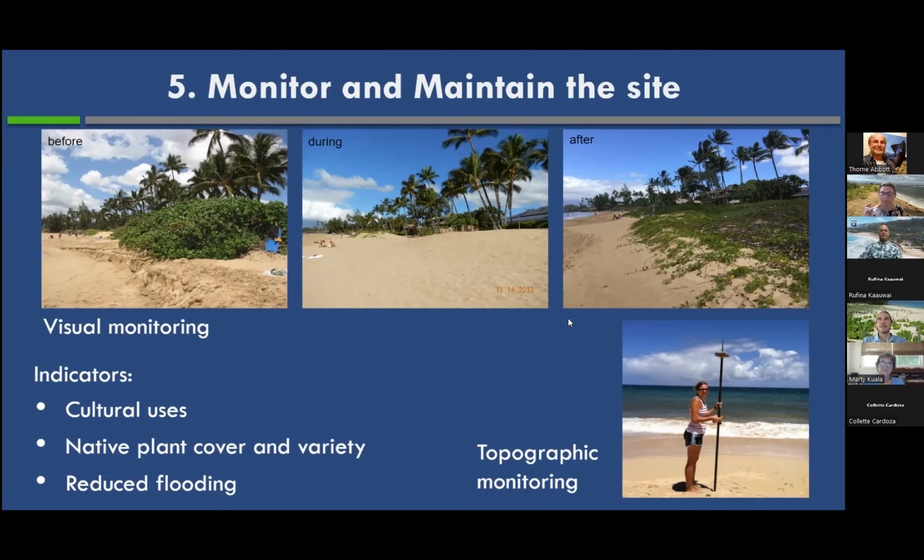Are there more appropriate native plants growing? Are there a greater variety of native plants? Has the sand accumulated? Is there maybe a reduced flooding occurrence? If you have a healthy dune, the waves can't wash up over the dune and flood infrastructure or things that are located mauka. And of course, you can also look at increased access or increased cultural uses of the site. Those would also be indicators of success. And then of course, topographic monitoring that can be in the form of a survey, just monitoring how much sand is accumulating over time.